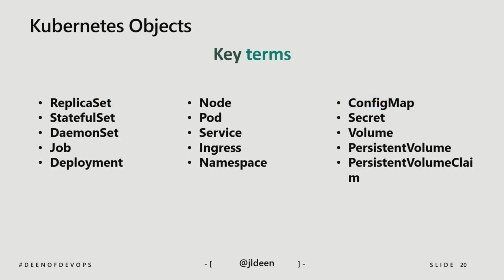Some key Kubernetes objects that you may have heard or may be familiar with. You have replica set, stateful set, daemon set, service, ingress, namespace. All of these, while some might be more complicated and more robust than the other, at its core, they are all just objects, and they all get deployed the same way, in a Kubernetes manifest or deployment declarative syntax.